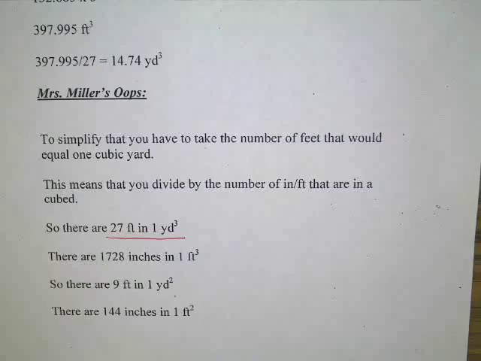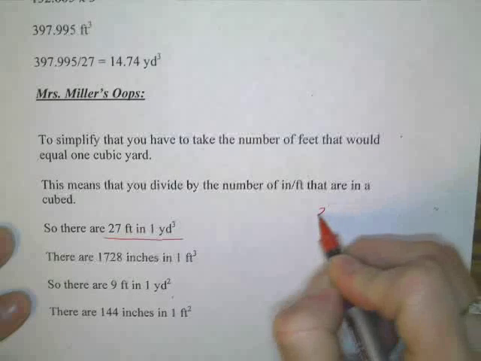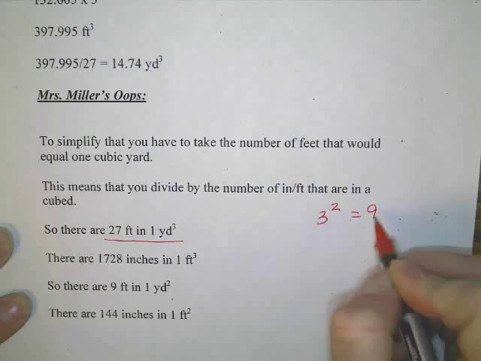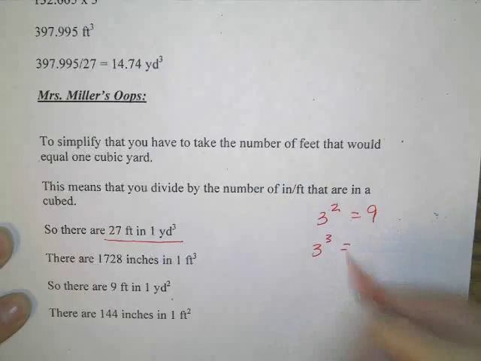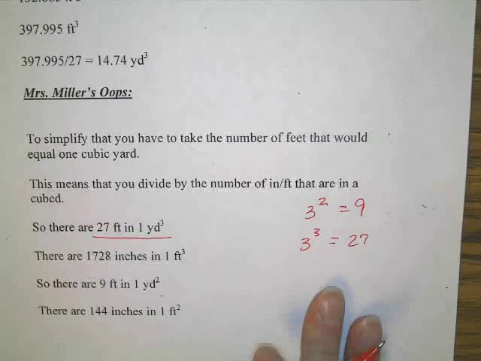So when you have feet cubed, you have to divide that by 27. Now if you had feet squared, you would divide it by 9, because there are 3 times 3, right? Because 3 squared equals 9. That's why 3 cubed equals 27. Does everyone understand where this is going?